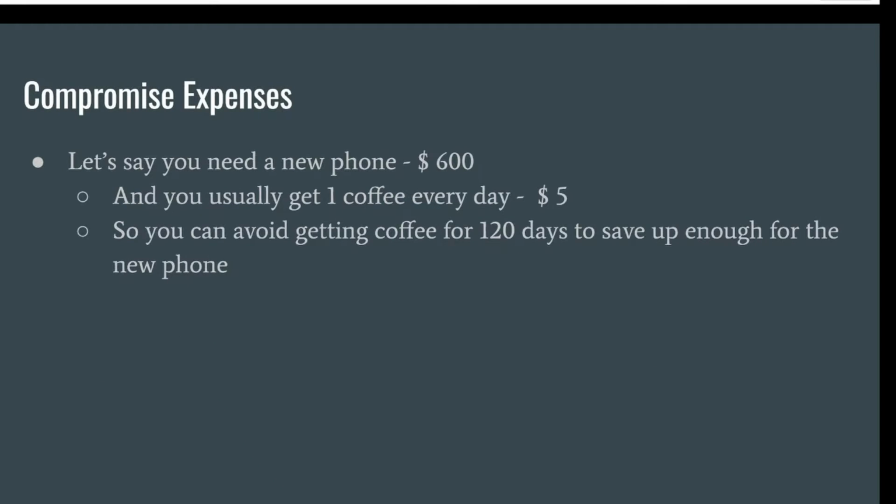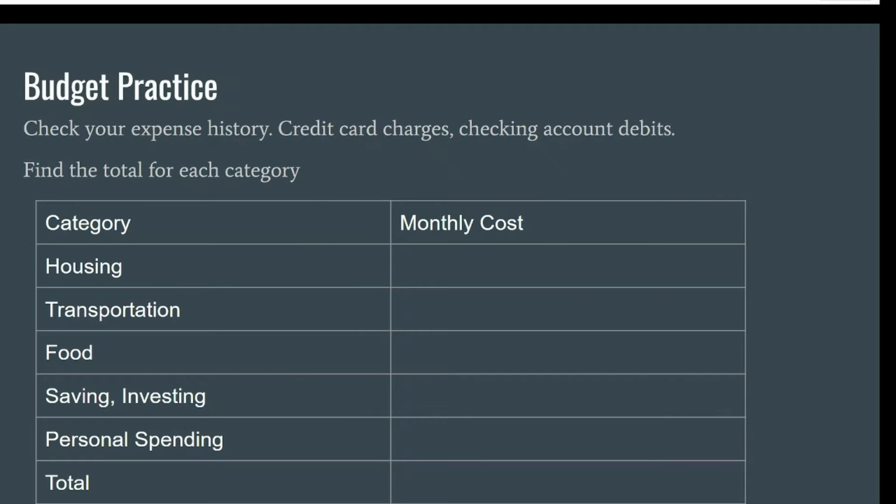And you have to keep in mind that you have to compromise on expenses. So let's say you need a new phone for $600 and you usually get one coffee a day and they cost $5. So if you avoid getting a coffee for about 120 days, you'll save up enough for a new phone. So things are all about balance and you may have to make sacrifices in order to afford other things.